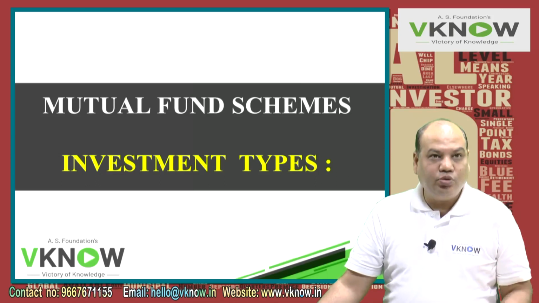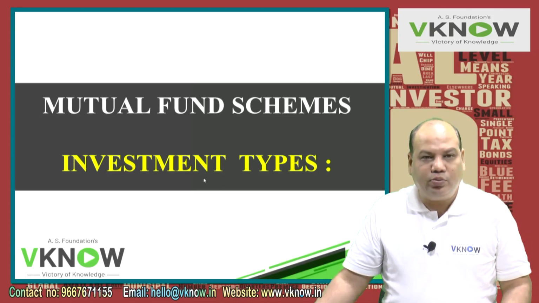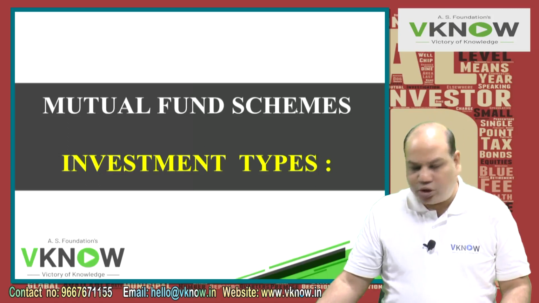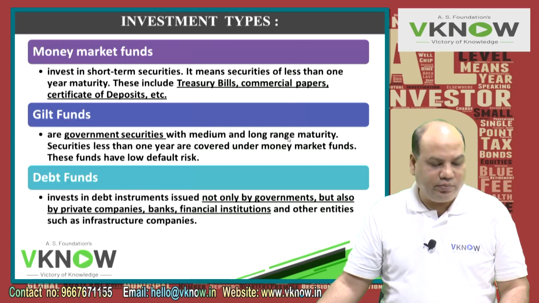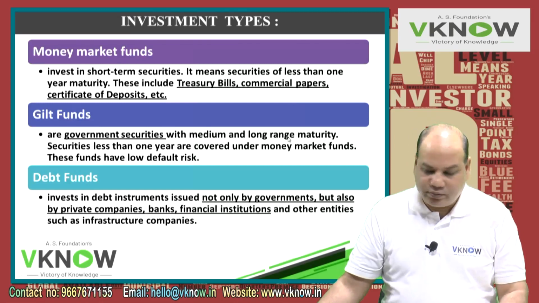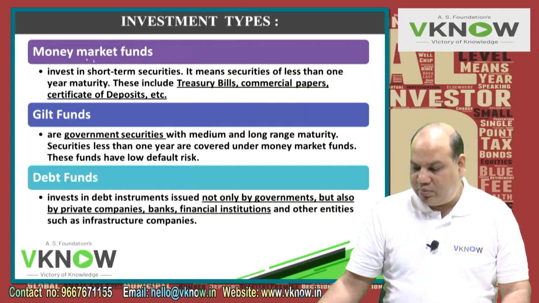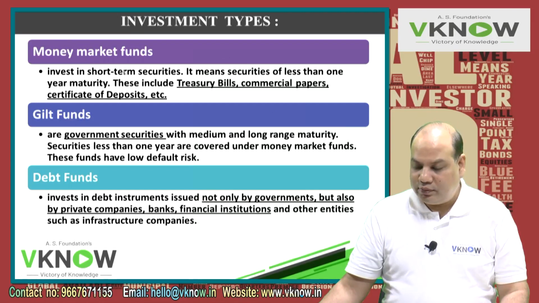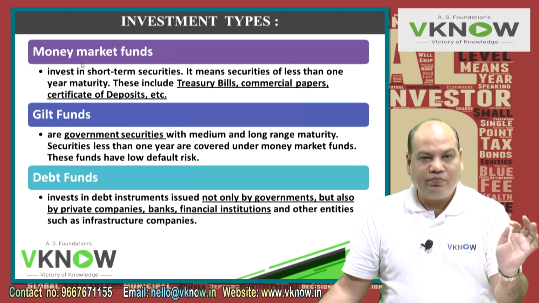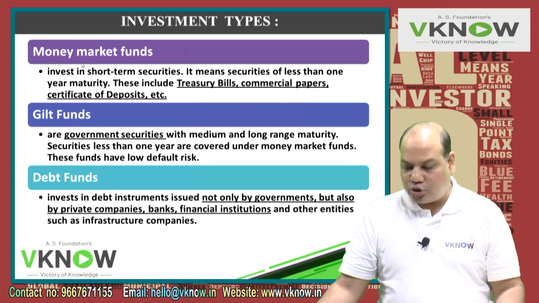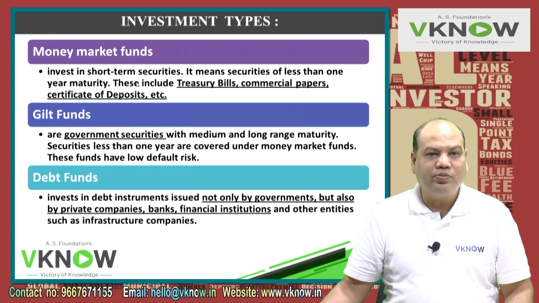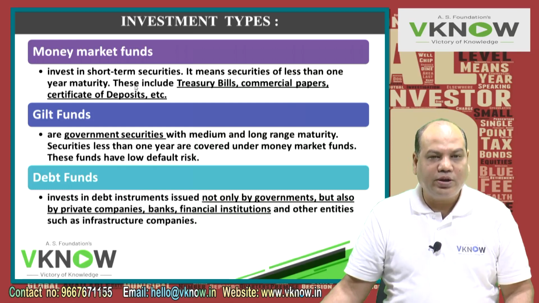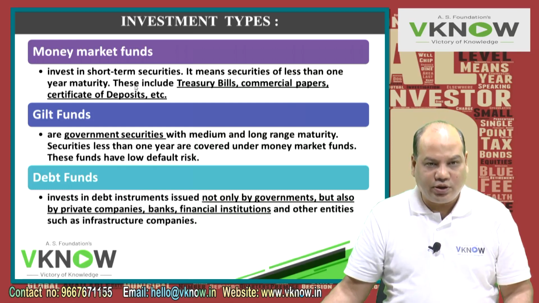You will invest in mutual fund. Where will mutual fund invest? Accordingly they are classified as investment types, and there can be many. We have written few examples here. Money market mutual funds. What are money market mutual funds? First of all, what is money market? Money market means a market for short-term securities. Money market is a market where short-term securities are traded, where the maturity of the security ranges from 1 day to 1 year.